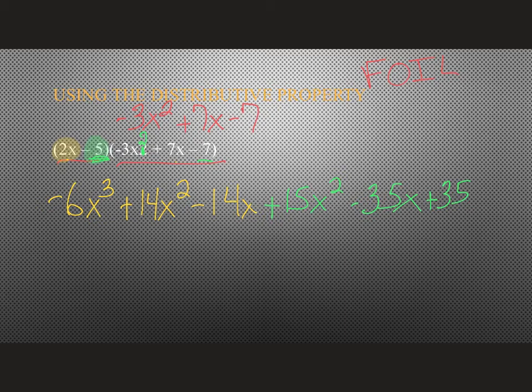So watch your signs. But then we're just going to combine our like terms. I only have one cubed term, so I have negative 6x cubed. But I have two square terms. So I have 14x squared and 15x squared. So that combines to 29x squared. Then I have negative 14x and negative 35x, which gives me negative 49x. And then I have my one constant, plus 35. Once again, we always do a decreasing order of terms. So third, second, first, and zero.